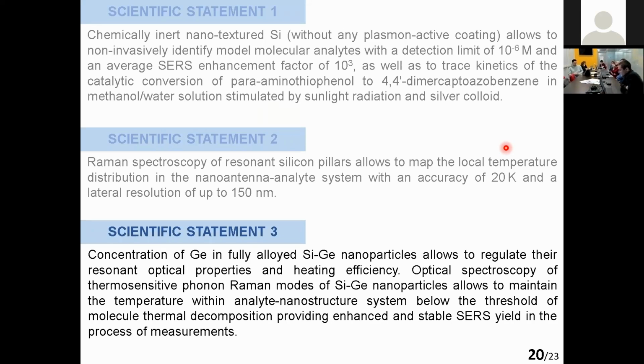So, the third scientific statement: the concentration of germanium in fully alloyed silicon germanium nanoparticles allows to regulate the resonant optical properties and heating efficiency. Optical spectroscopy of thermosensitive non-Raman modes of silicon germanium nanoparticles allows to maintain temperature within the analyzed nanostructure system below the threshold of molecule thermal decomposition, providing enhanced and stable SERS yield in the process of measurements.